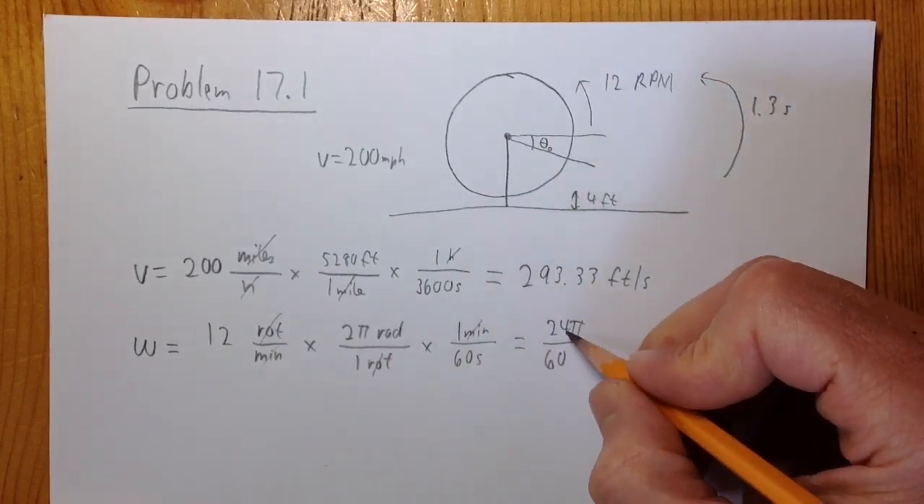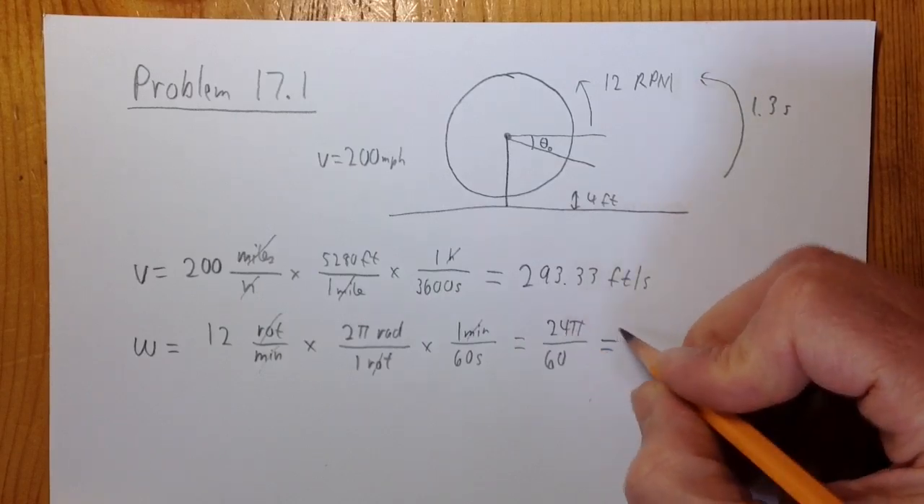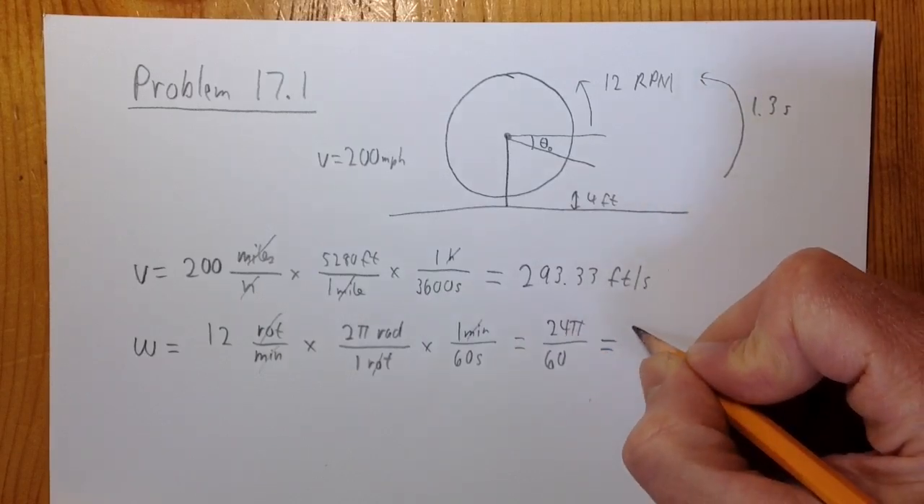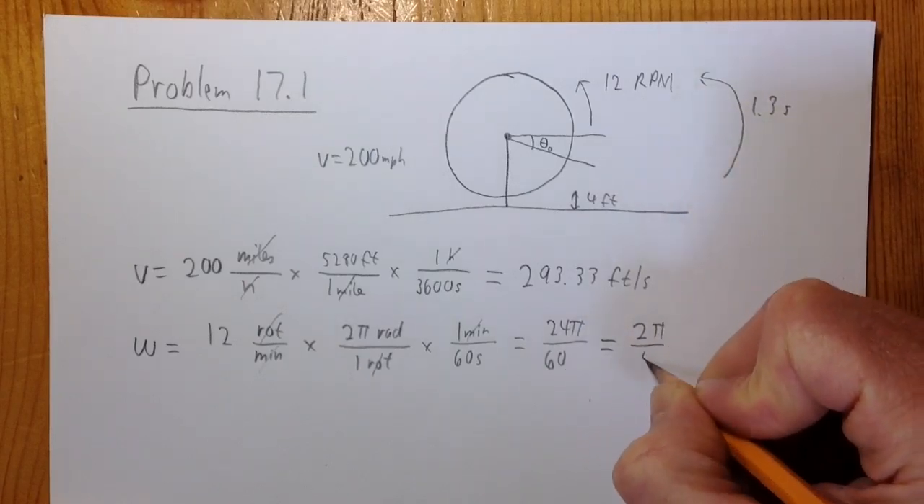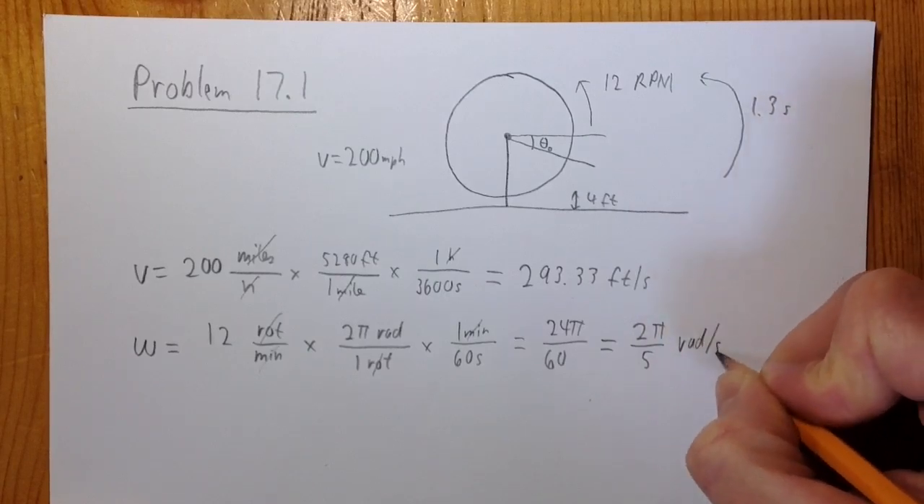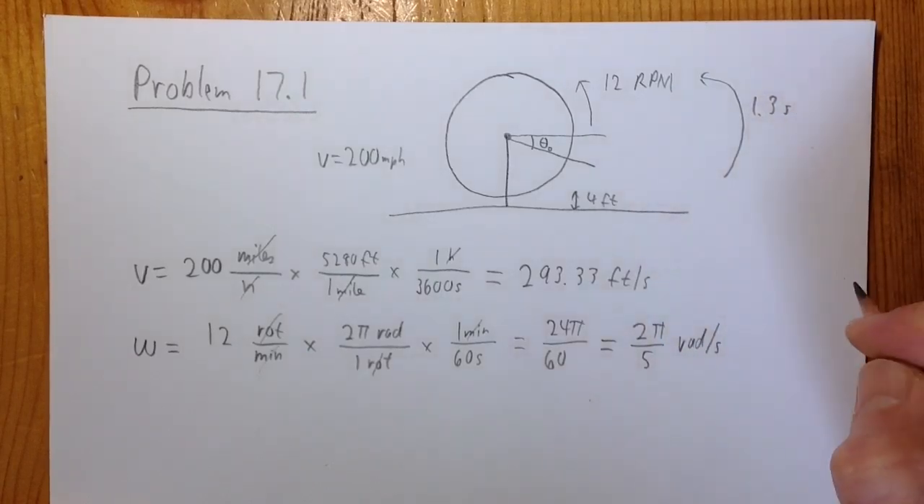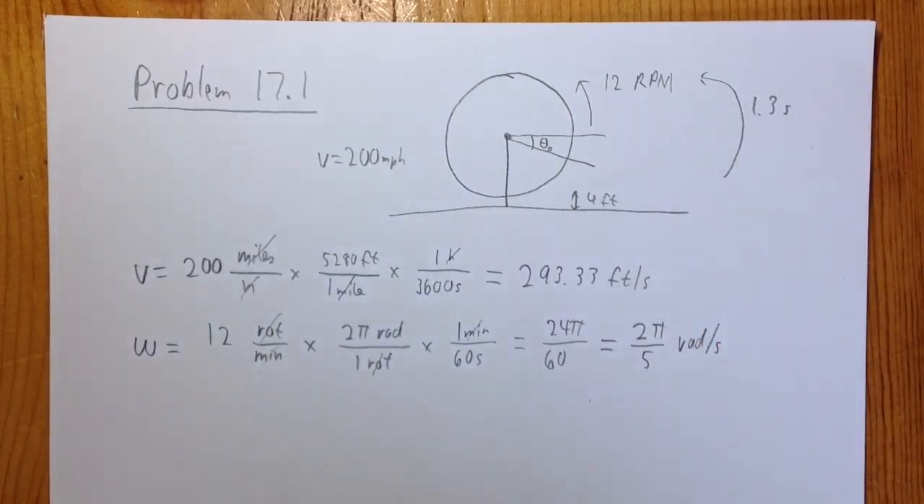So 24 divided by 60, both those can be divided by 12. So that would be 2 on the top. 24 divided by 12 is 2, so 2 pi, and on the bottom 60 divided by 12 is 5. So 2 pi over 5 radians per second. And we could make a decimal out of that, but let's just leave it as 2 pi over 5 to keep it perfect, even though this one here isn't perfect. But okay, that's our omega.